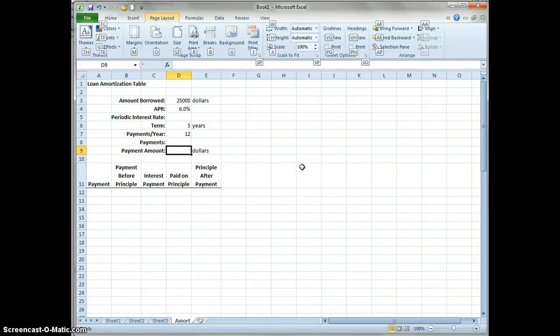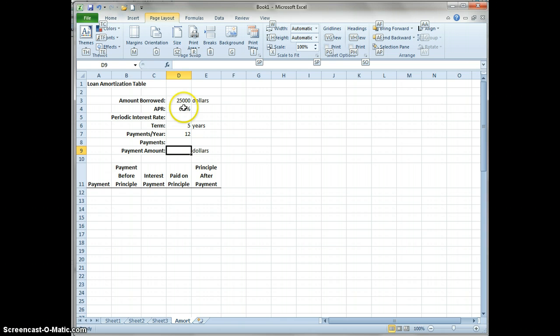Creating a loan amortization table. When you borrow money to buy a vehicle or a home, the bank may provide you with a loan amortization table showing how much you still owe each month. In this example, we'll show you how to create your own amortization table.